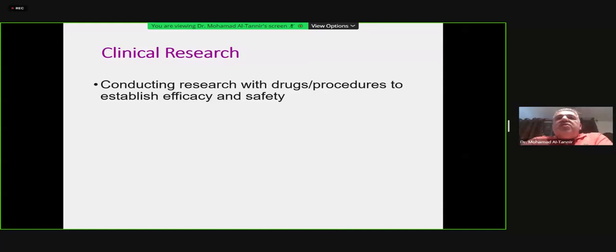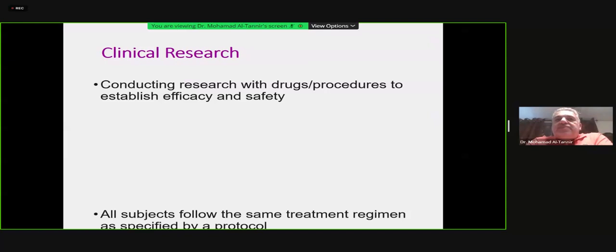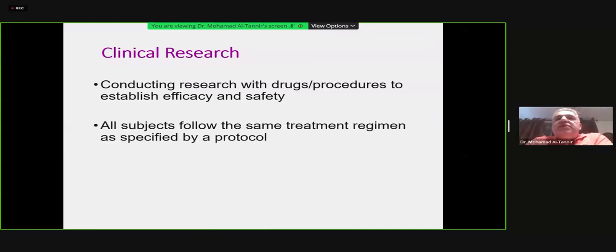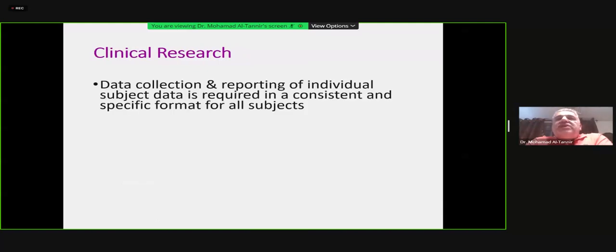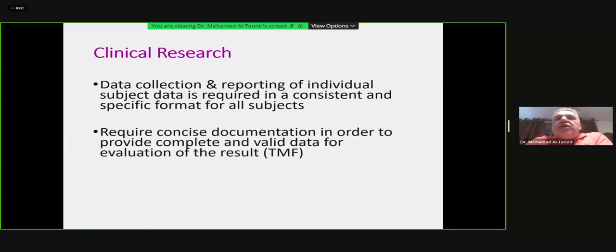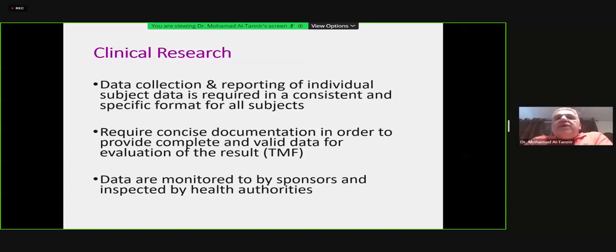In clinical research, we conduct research with drugs and procedures to establish efficacy and safety. All subjects should and must follow the same treatment regimen as specified by the protocol. We have a greater quantity and quality of documentation that is required. Clinical research data collection and reporting of individual subject data is required in a consistent and specific format for all subjects as stated by the sponsor. It also requires concise documentation in order to provide complete and valid data for evaluation of the result. That's what we call in sponsored clinical research the trial master file. Data are monitored by the sponsor and inspected by health authorities. In Saudi Arabia, it is inspected by the Saudi Food and Drug Authority.